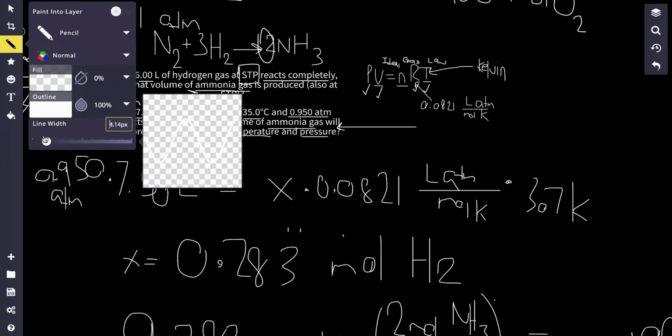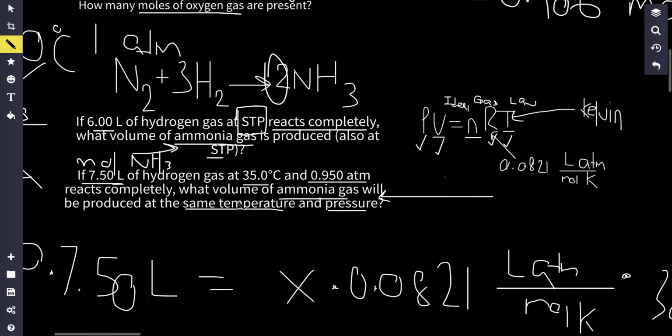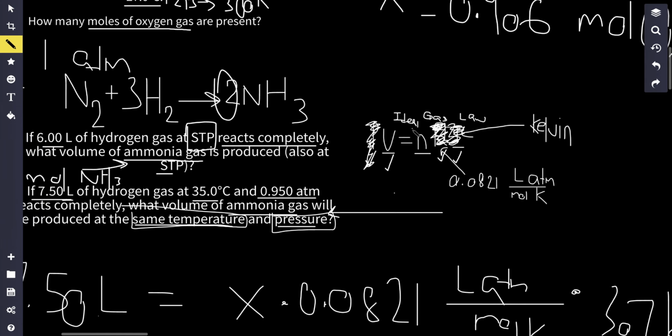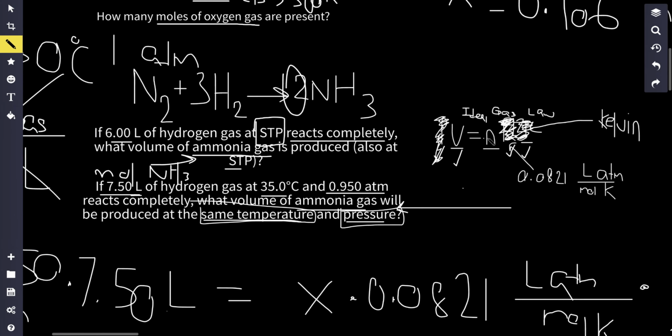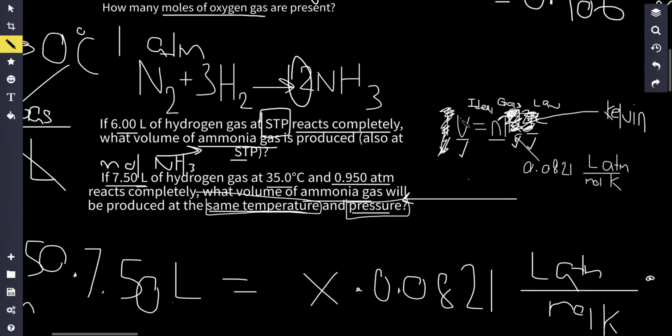All right, take a look at this ideal gas law. This is saying that what volume of ammonia gas will be produced at the same temperature and pressure. So temperature and pressure are constant. So let's just cross them out, because they're constant. And we know the ideal gas constant, that's constant. Notice what we have left. The volume is going to be proportional, essentially, to the amount of moles. So if we increase the amount of moles that we have, we're going to increase the volume.